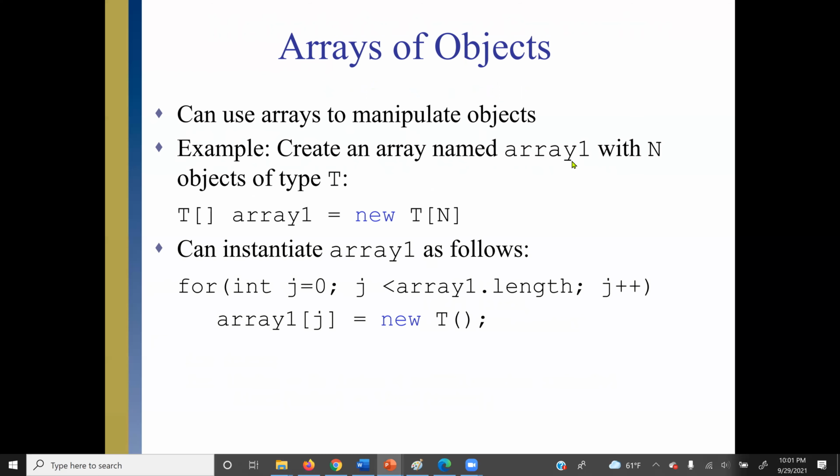So create an array named array1 with N objects of type T. This is a generic T type. So the array name is array1, and the size is uppercase N. Now we can instantiate array1 as follows. We have a for loop starting from 0, then less than the size, which is array1.length. Then we increment. Here we are using the new keyword. That's why we say instantiating the array.